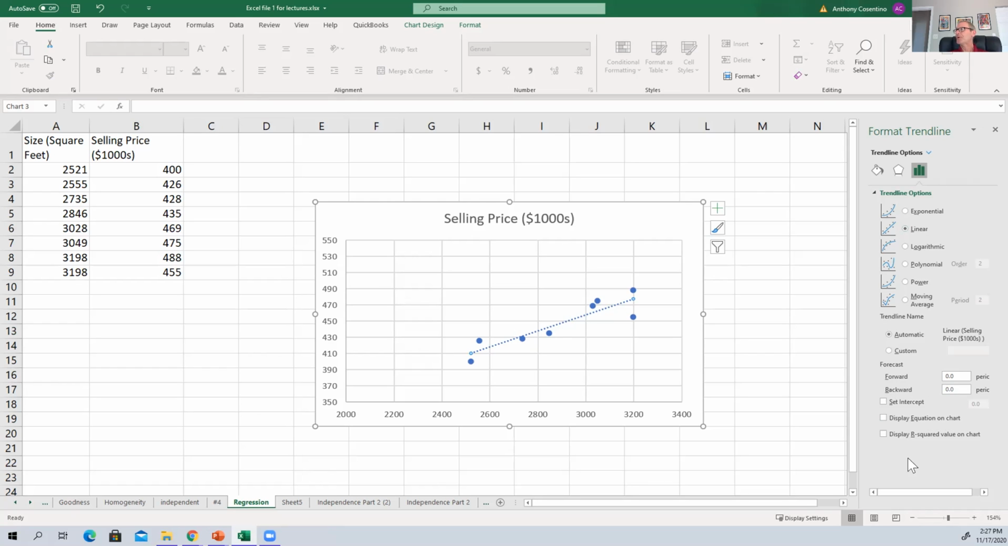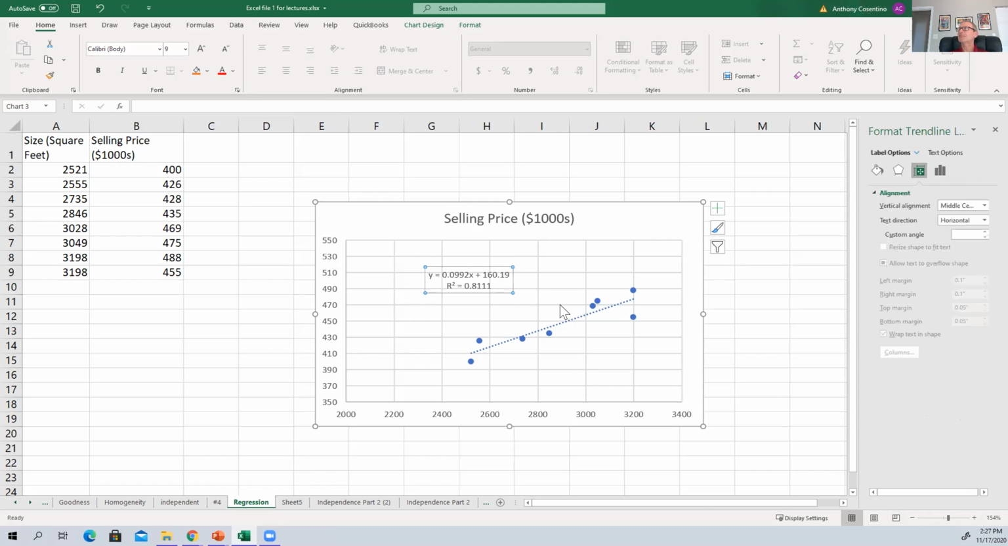So if you go down to the bottom, there are things you can click. The last two you should always have check marks in. The first one says display equation on chart. And the second one is the R squared value. And we'll talk about that in the next lecture. But click on both of those and up comes our equation.